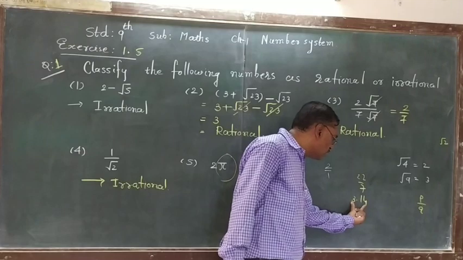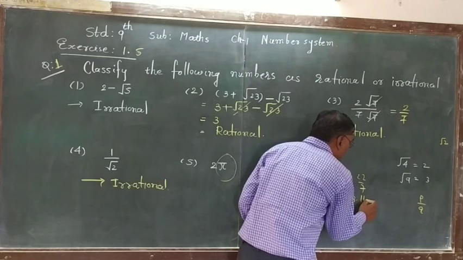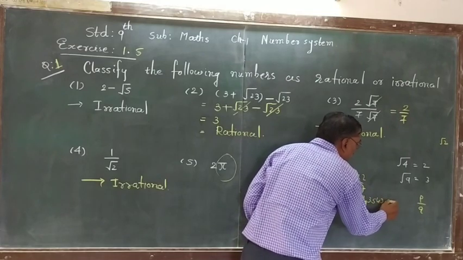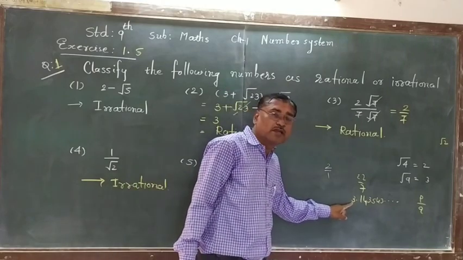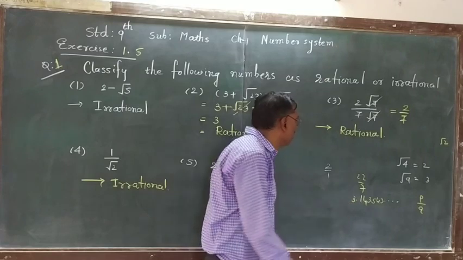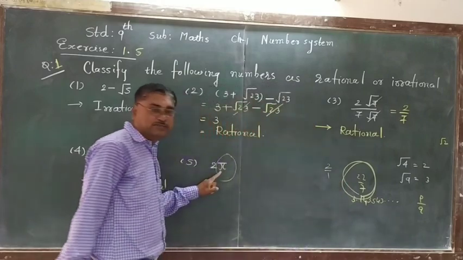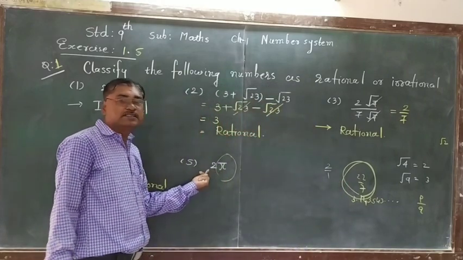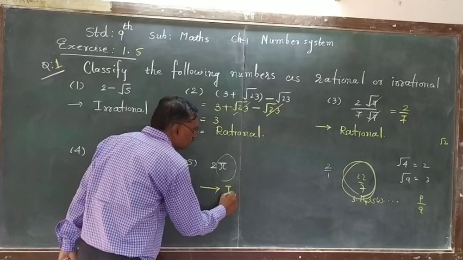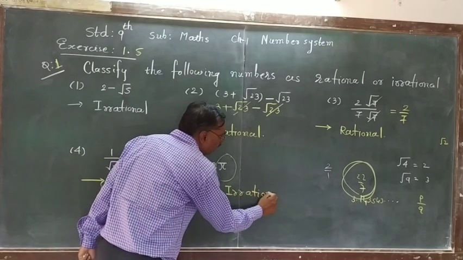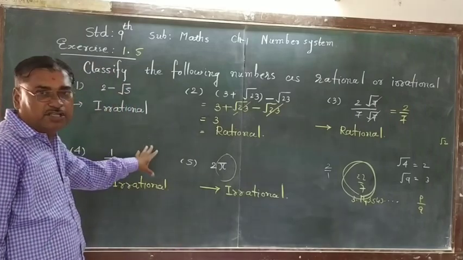But this is not terminating. This is not the end of the answer. There are more digits, 3.14, 3, 5, 4, 3. It does not end. We obtain a long answer. It is not a terminating decimal expansion. So the value of pi is irrational. According to the rule, pi is irrational and 2 is rational, so our last answer will be irrational. So we can see here what is rational and what is irrational.